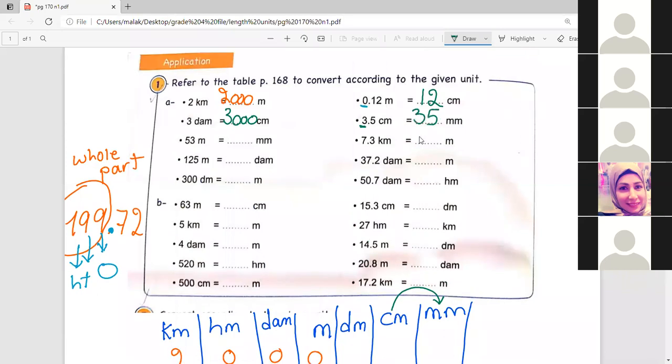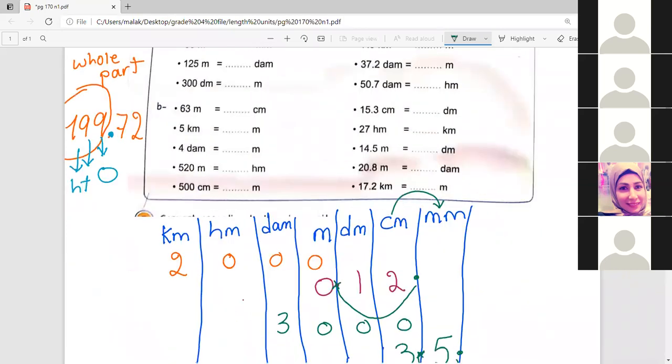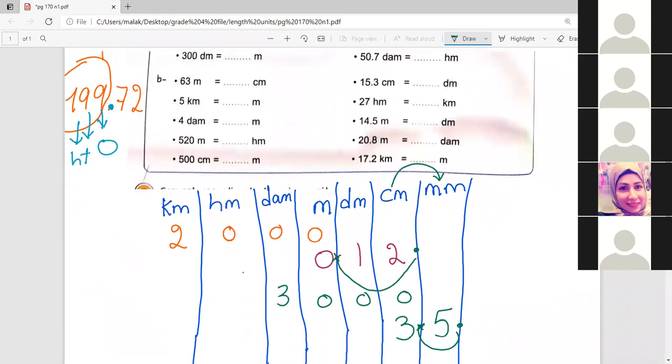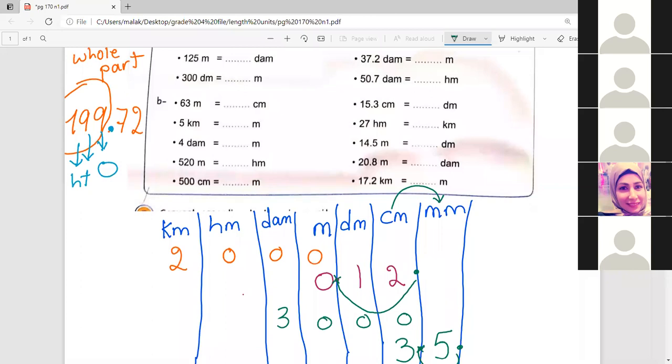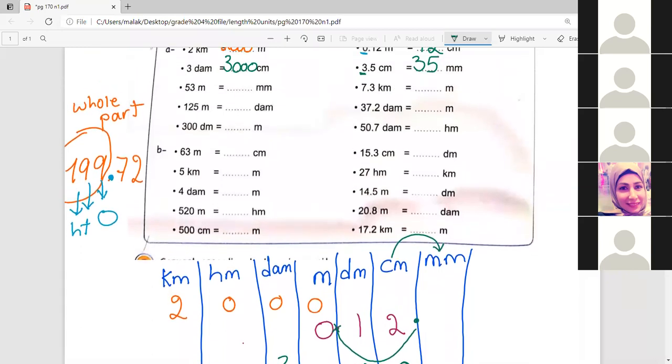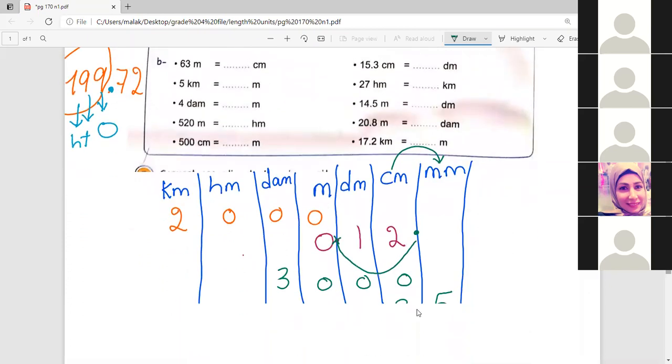Teacher, so when we move the point and there is nothing in front of the number, we remove it. Yes, we don't need it anymore. The point that is in the middle, we skip it. Yes, we crossed it. We moved it and removed it from here, Aya, and put it at the end.